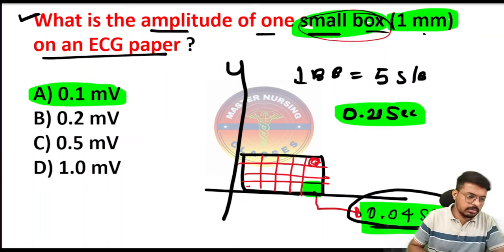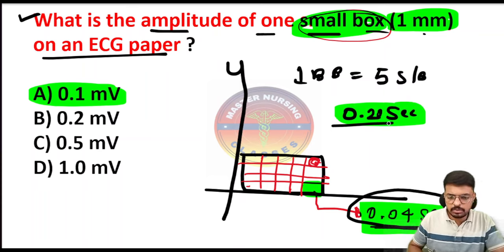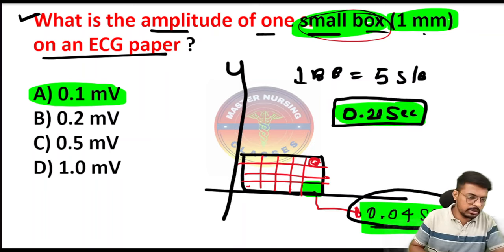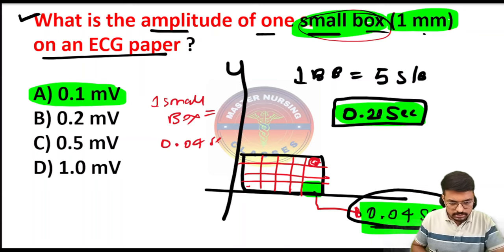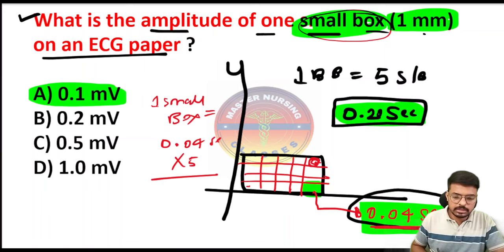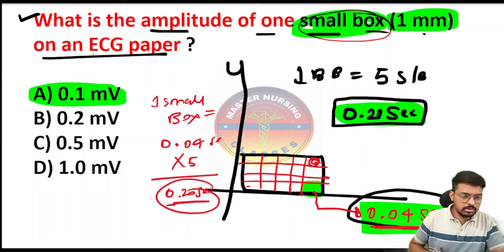It's very important. So one big box will be crossed in 0.20 seconds. How, sir? Just consider one small box is equal to 0.04 seconds, right? In one big box there are five small boxes, so multiply it. Five fours are 20, so 0.20 seconds it will take to cross one big box. It's very important.